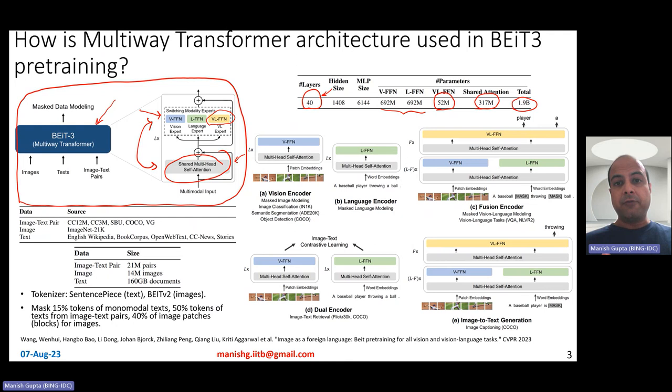Now the pre-training data consists of three different sources. It is pre-trained on image-text pair data, on image data, as well as on text data. The pre-training is done using masked language modeling, and I'll talk more about that. The image-text data contains variants of conceptual captions and other kinds of captions like SBU and COCO. It also contains ImageNet 21K categories data. It is also pre-trained on text data: English Wikipedia, Books Corpus, OpenWebText, Stories, CC News, and so on.